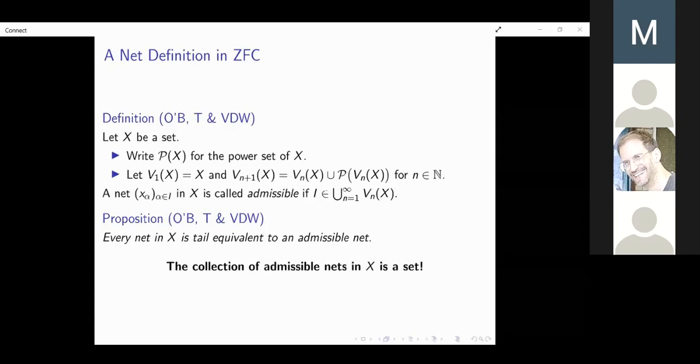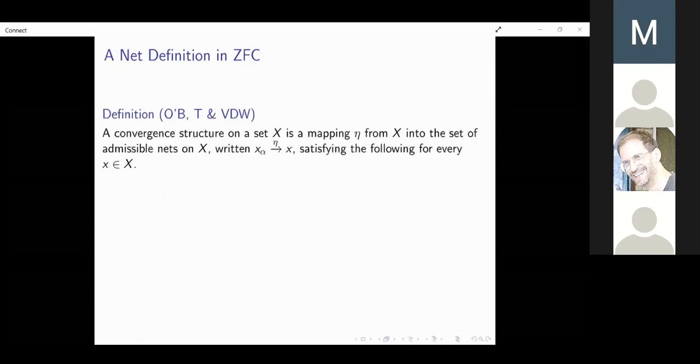So you have an arbitrary net, and for the purposes of looking at convergence, you can replace it with a net that is indexed by a set from the superstructure. The important thing is that the collection of admissible nets in X is a set. So if we restrict ourselves to admissible nets, which we can to some extent due to this proposition, then we can give a net definition which is in ZFC.